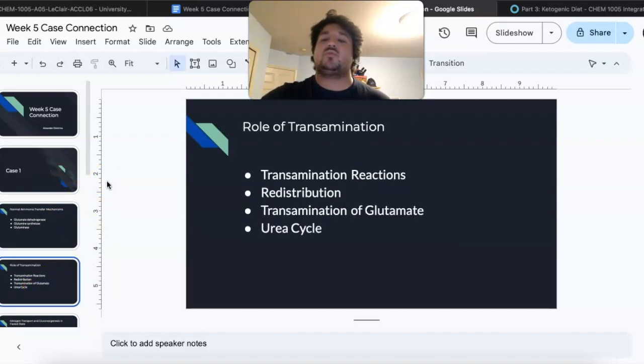Transamination reactions, where an amino group is transferred from one amino acid to an alpha keto acid, are crucial in amino acid metabolism. These reactions help in the redistribution of nitrogen between amino acids, and they play a significant role in the synthesis and degradation of amino acids. For instance, the transamination of glutamate to alpha ketoglutarate, catalyzed by aminotransferases, facilitates the transfer of ammonia into the urea cycle.